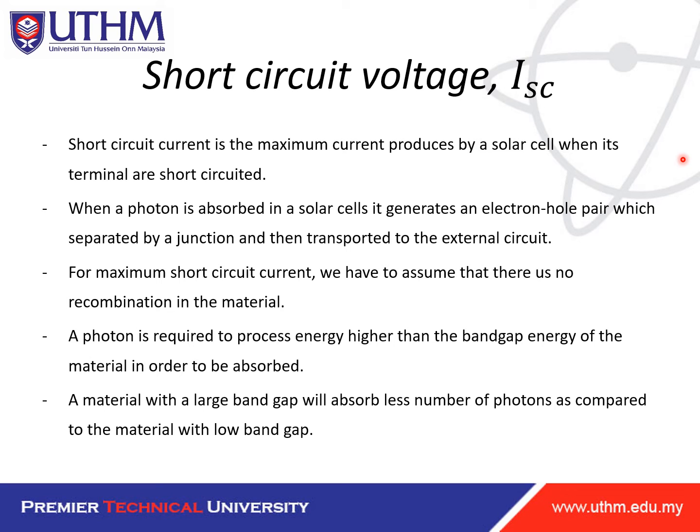For maximum short circuit current, we have to assume that there is no recombination in the material. A photon with energy higher than the band gap energy of the material is required in order to be absorbed. A material with a large band gap will absorb fewer photons as compared to a material with a low band gap.